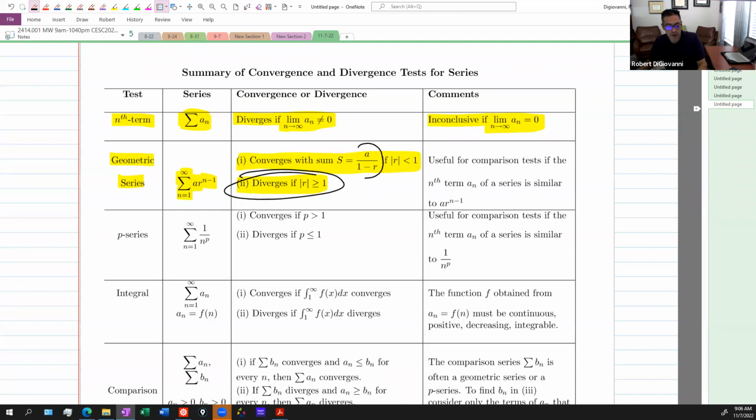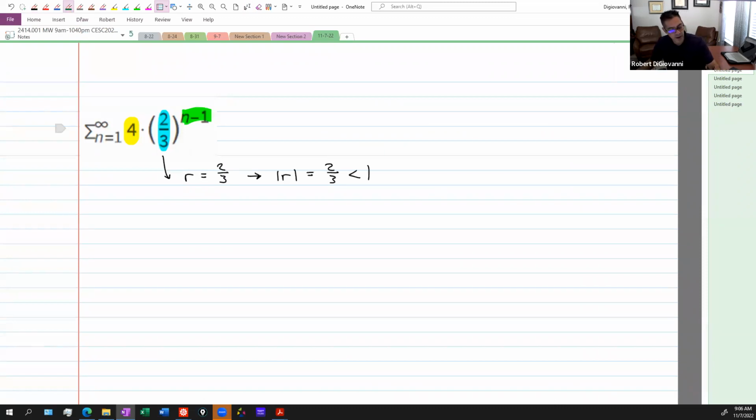But we can actually find out what it converges to. It converges to a over 1 minus r. So for us here, a was 4. So this series converges, I'm going to write down, to a over 1 minus r, which would be 4 over 1 minus 2/3. And then that's 4 over 1/3. And then you can just simplify that. That's 12.